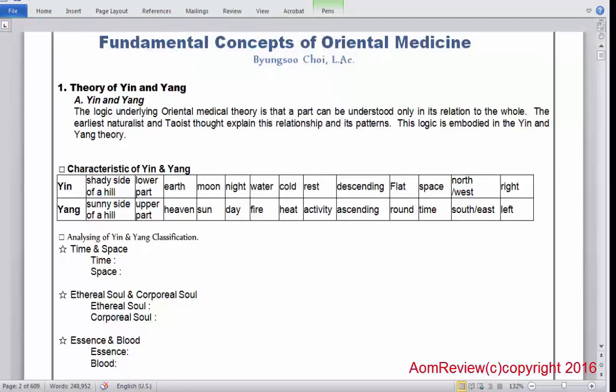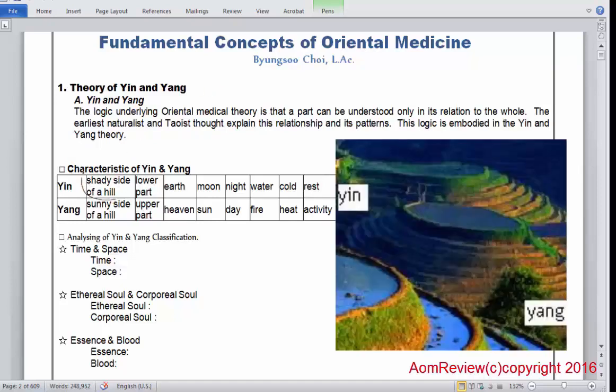The concept of Oriental medicine. I want to let you know how to understand Yin and Yang in traditional medicine. Yin is actually the shade side, the shade side of the hill, and Yang is the sunny side of the hill. So this is dark, and this is bright. So this is darkness, brightness.